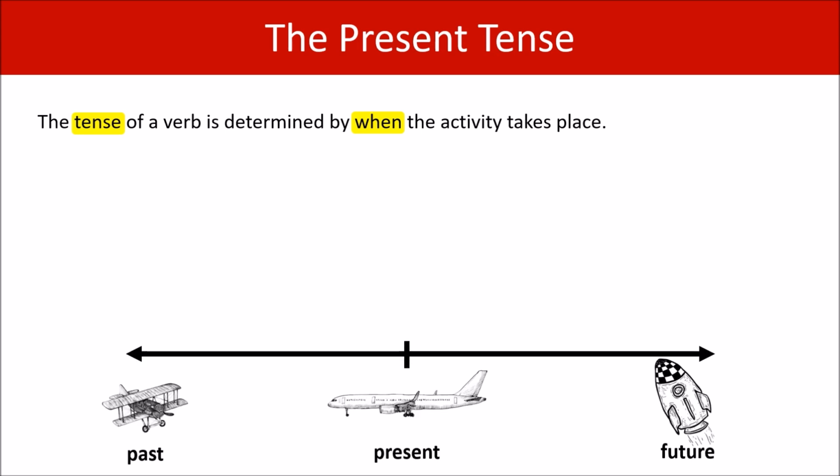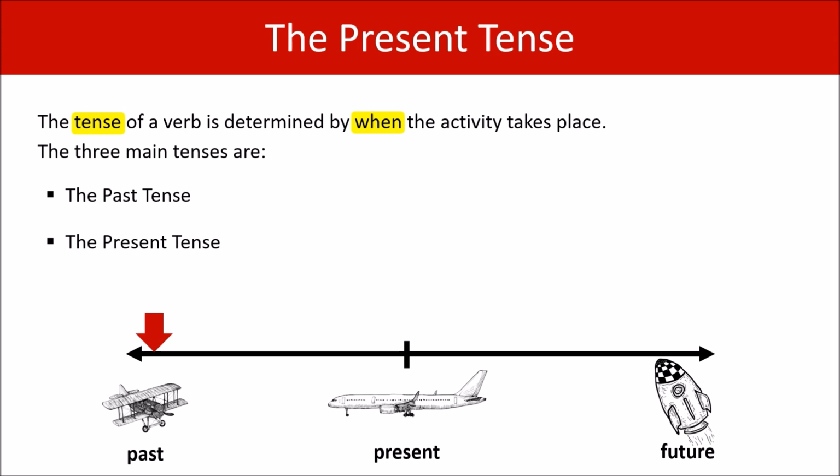The three main tenses are the past tense for activities that took place in the past, the present tense for activities in the present, more about that in a minute, and the future tense for activities that will take place in the future.